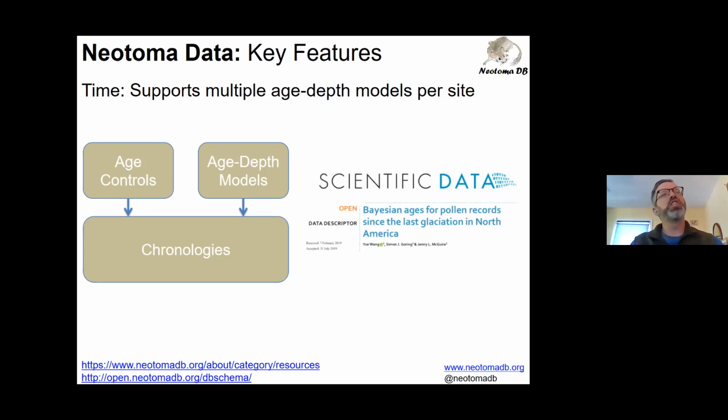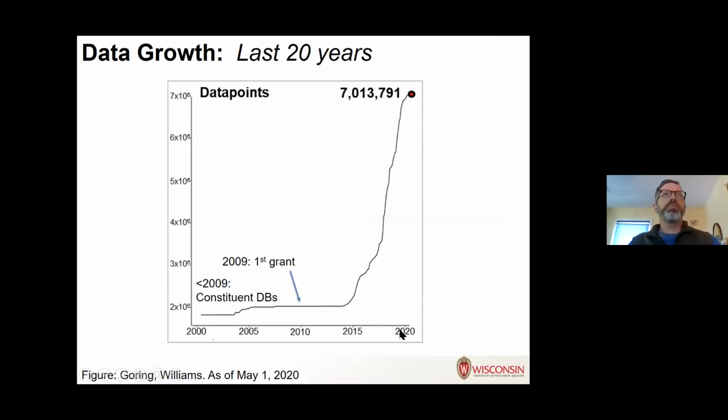So we have another set of tables that store those, the metadata about those models, and then the chronologies are essentially the combination of those two, and then the age inferences that come out of that. So we can store for a given depth in a given core or collection unit multiple age inferences based upon the different age depth models that have been run over the years. And we can have a preferred one, or what would be the default one if you were to just go in and pick one quickly. So that's a few key concepts about the data model.